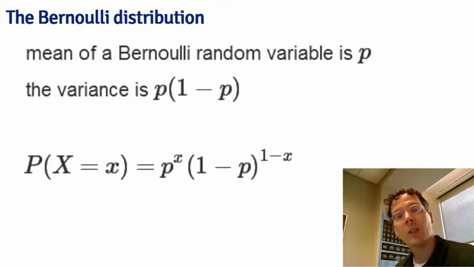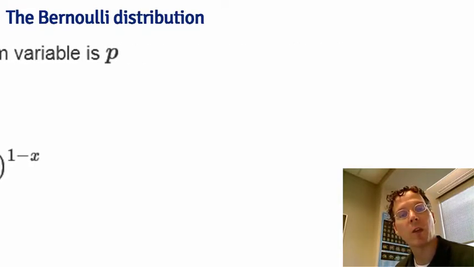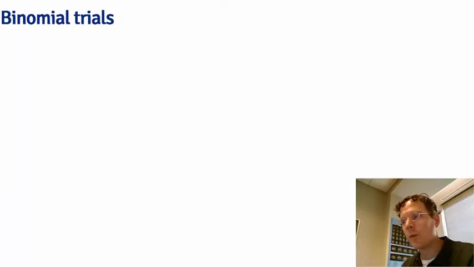And if we let x be a Bernoulli random variable, we typically call x equal to 1 a success, regardless of whether or not the outcome is successful in some sense of the word, and x equal to 0 a failure. Now that we've discussed the Bernoulli distribution, let's talk about the binomial distribution.